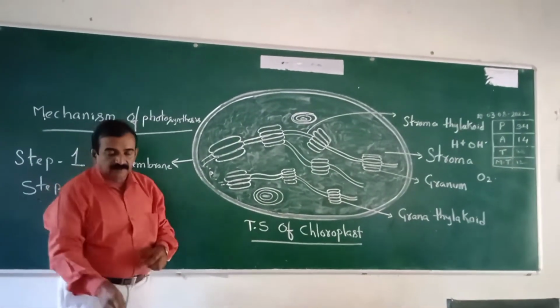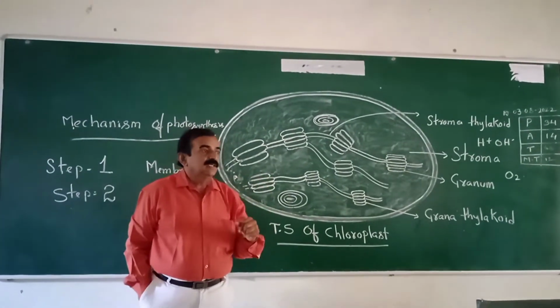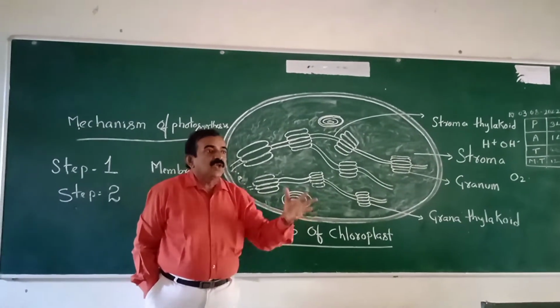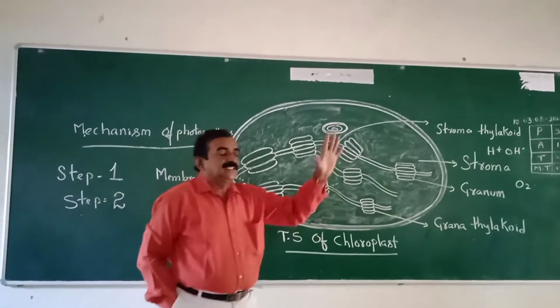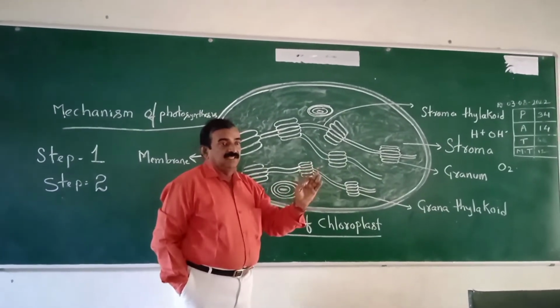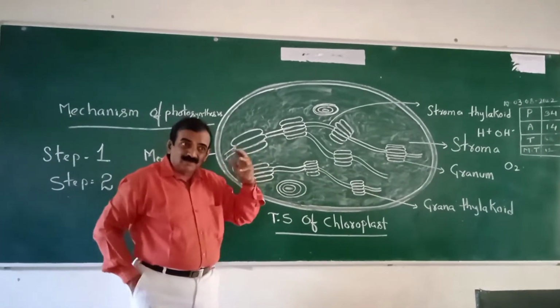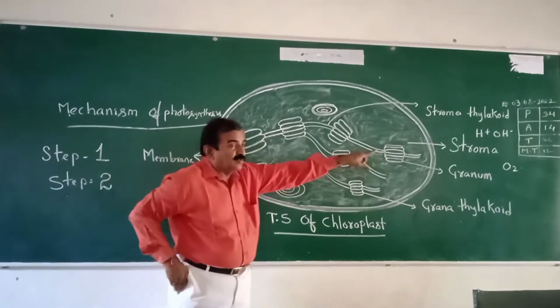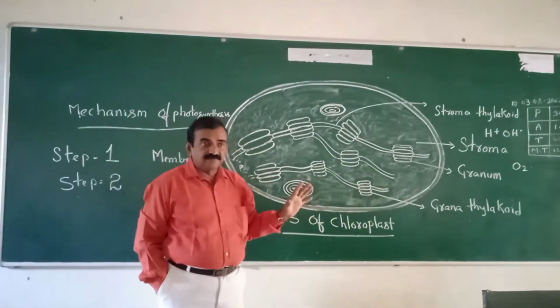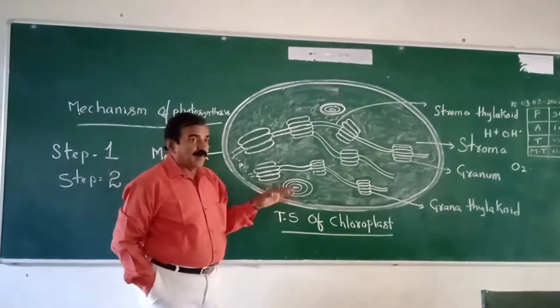These reactions were discovered by Robert Hill, so these reactions are called the Hill reaction. In the Hill reaction, what is produced? Water molecules split, and thereby H plus and OH minus and also oxygen are released. So these are the steps that take place in the Hill reaction.